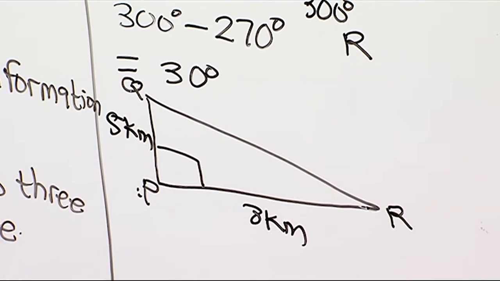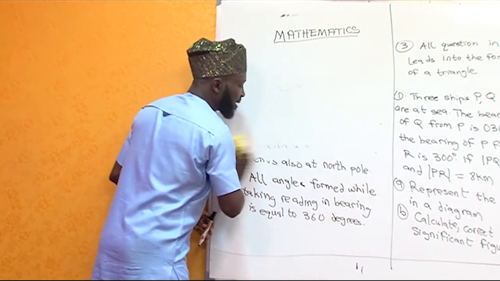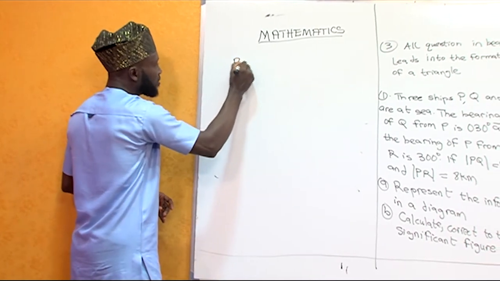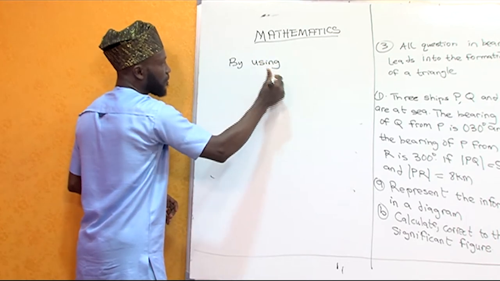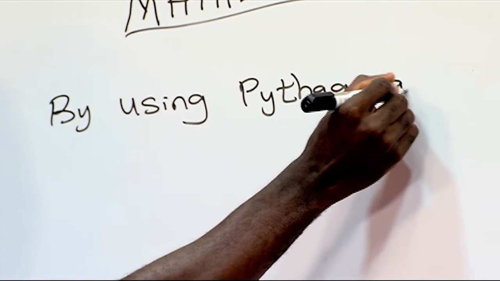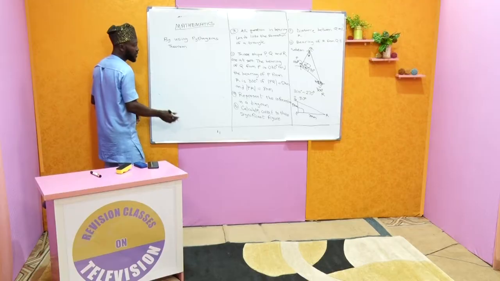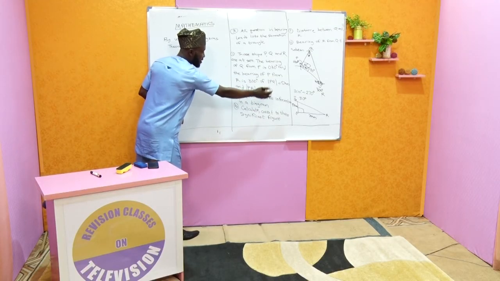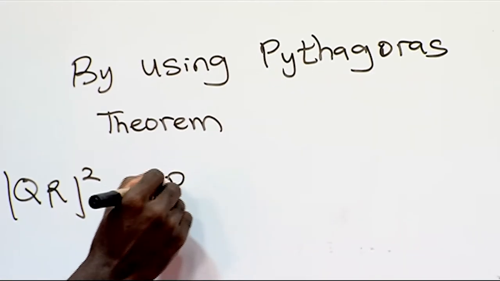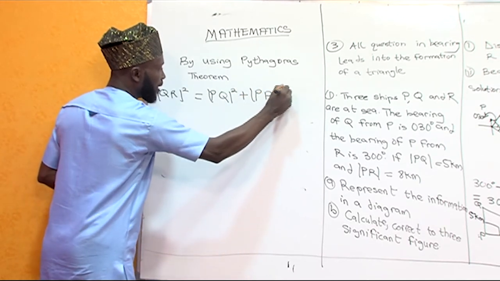Now, looking at this diagram, we can apply Pythagoras theorem. Using Pythagoras theorem, we have something like this. If this is our diagram, which means my hypotenuse is going to be QR, then QR raised to power 2 is equal to PQ raised to power 2 plus PR raised to power 2.